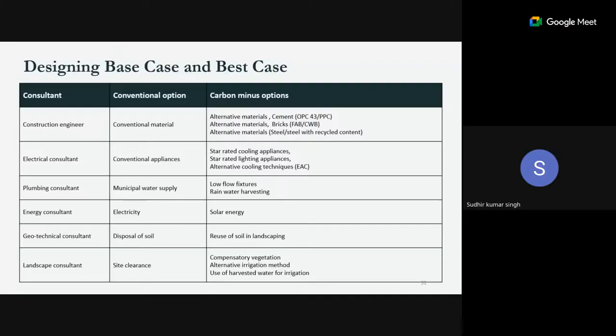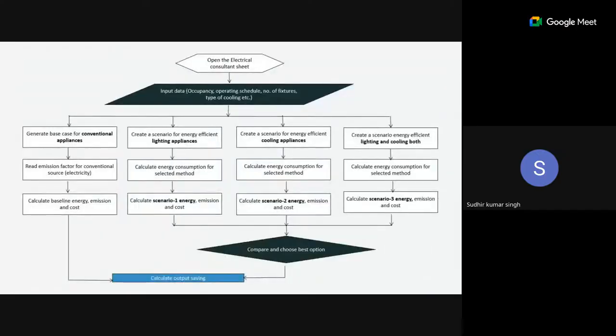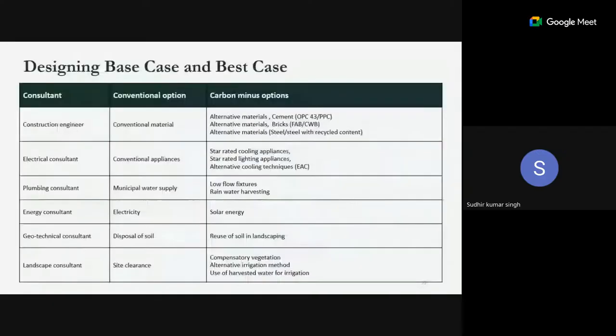I think that hyperlink is not visible to me here. I'll show you that too. Once I stop sharing it, it is there in the folder. So base case and best case design: the conventional option has been selected, and the carbon minus or carbon efficient option has been selected. And in total, the reduction in the carbon emission has been calculated for a complete building case study.